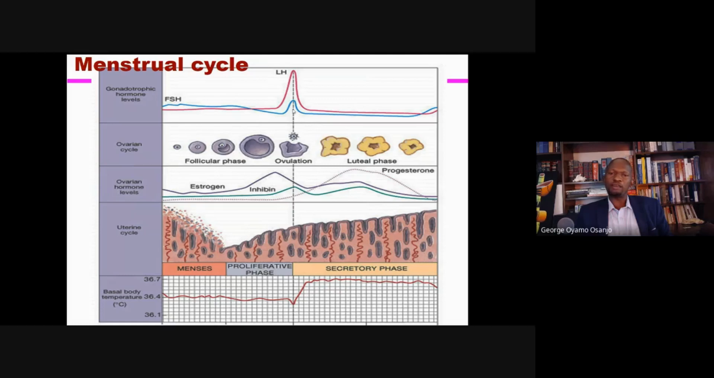One of the secondary follicles becomes a mature follicle called the Graafian follicle, which under the impact of luteinizing hormone, which you see peaking there on day 14, will mature and release an ovum in the process called ovulation. And so that marks the end of the follicular phase. So the ovaries are in the follicular phase from day 1 to day 14.